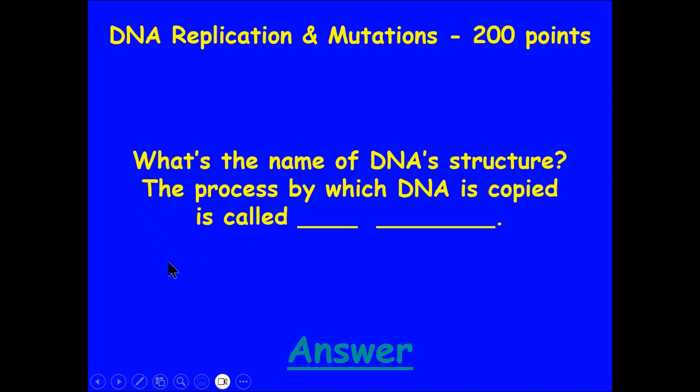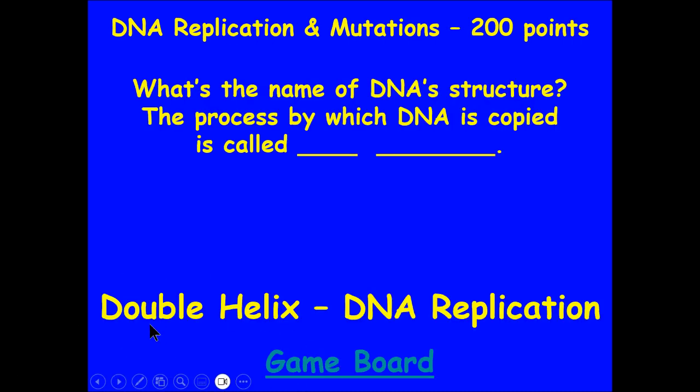What's the name of DNA's structure? What do we call that twisted ladder structure? And the process by which DNA is copied is called blank blank. Answer coming in 5, 4, 3, 2, and 1. Yeah, so it's a double helix. That's the twisted ladder structure, and DNA is copied in a process called DNA replication.